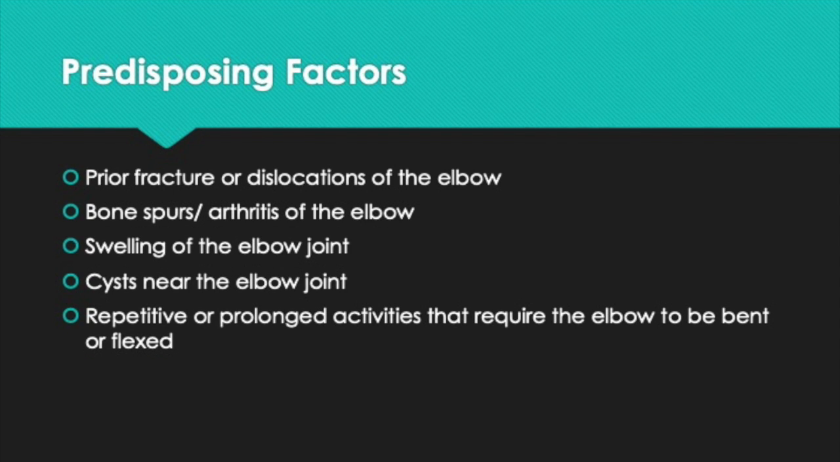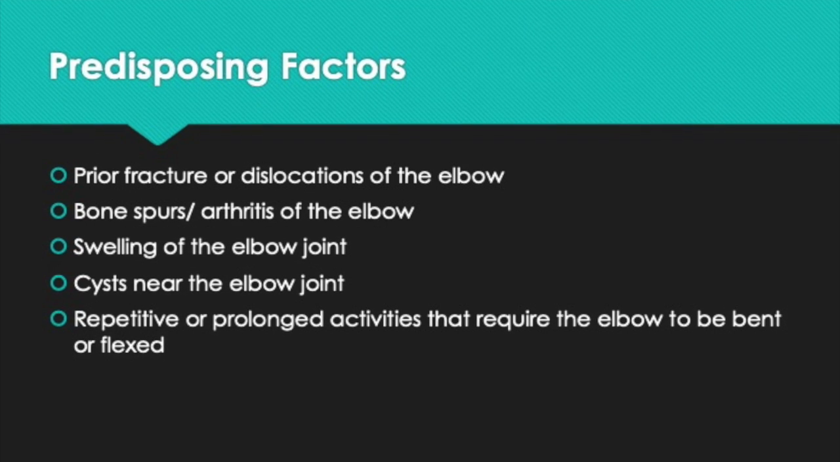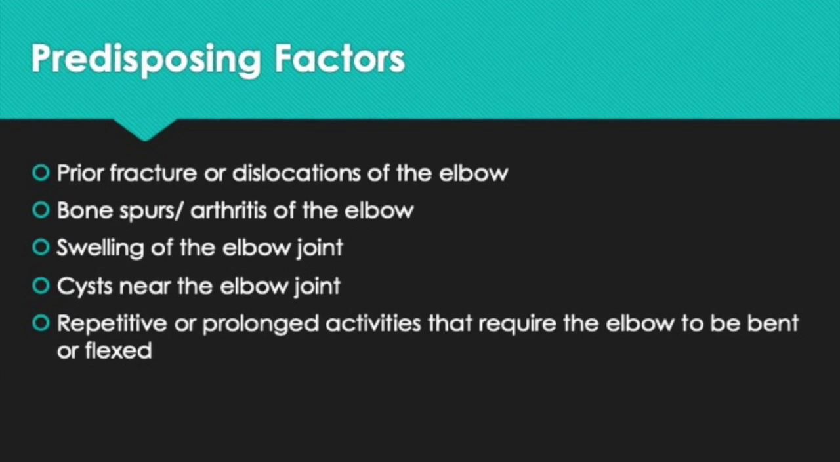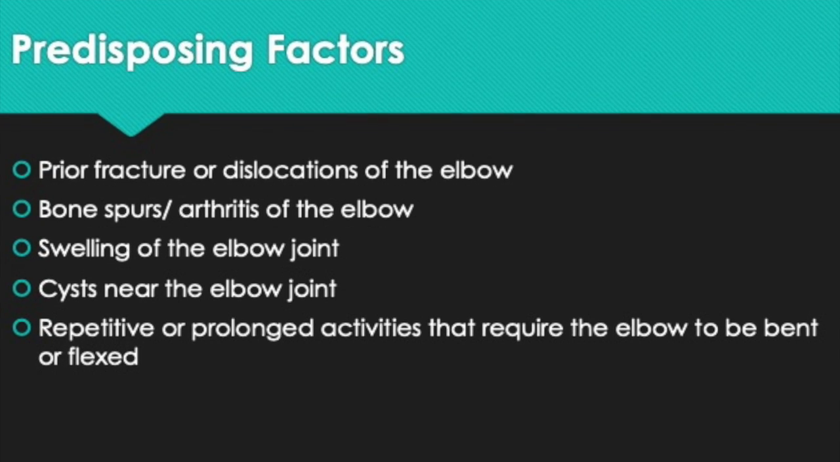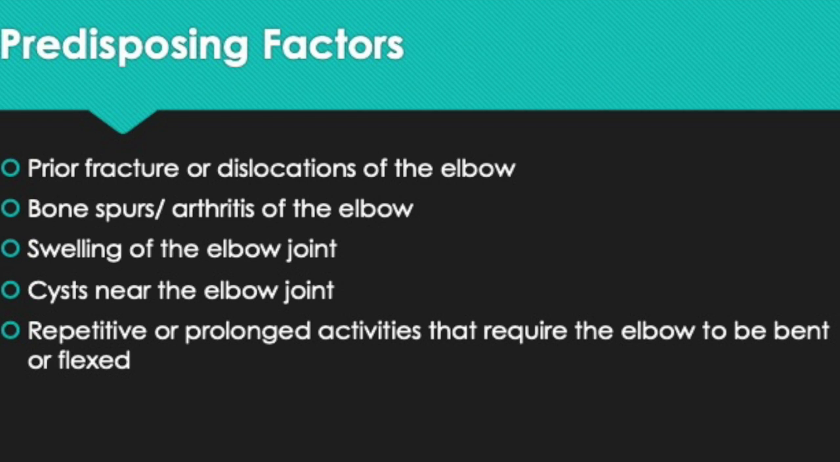The predisposing factors for nerve entrapment of the elbow are prior fracture or dislocations of the elbow, bone spurs or arthritis in the elbow, swelling of the elbow joint, cysts near the elbow joint, or repetitive or prolonged activities that require the elbow to be flexed or extended.